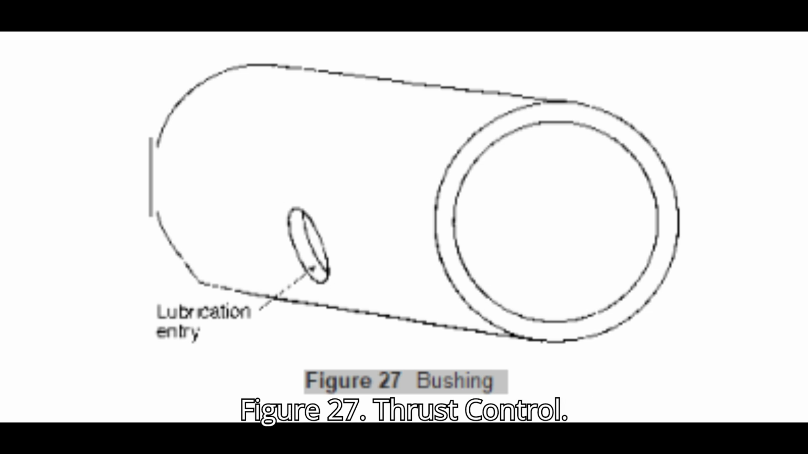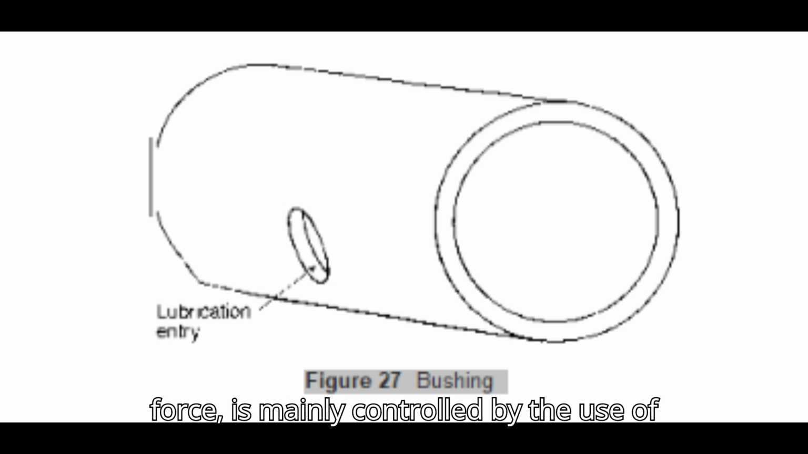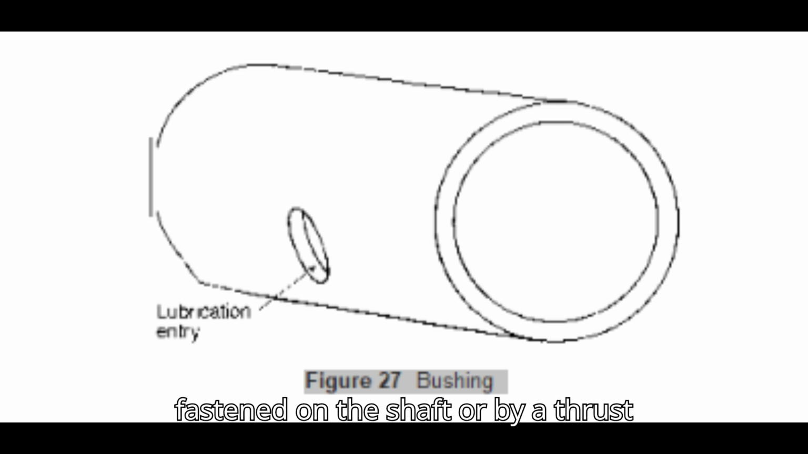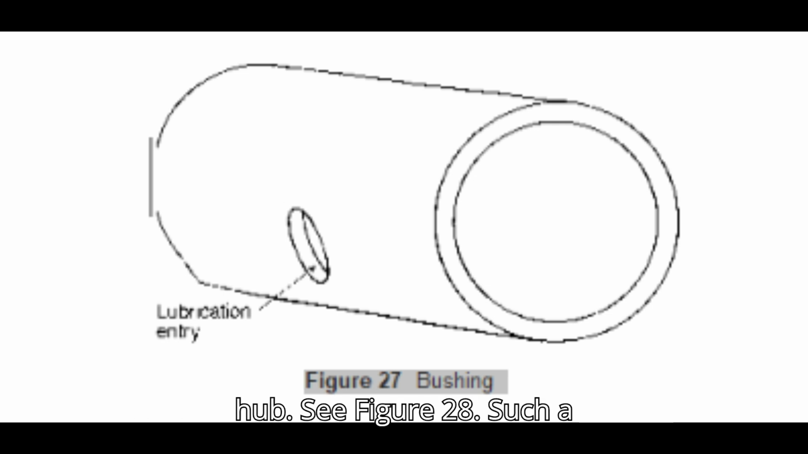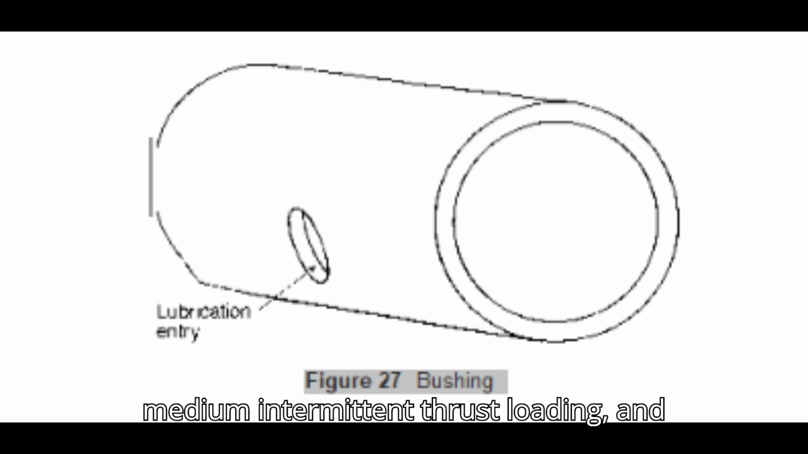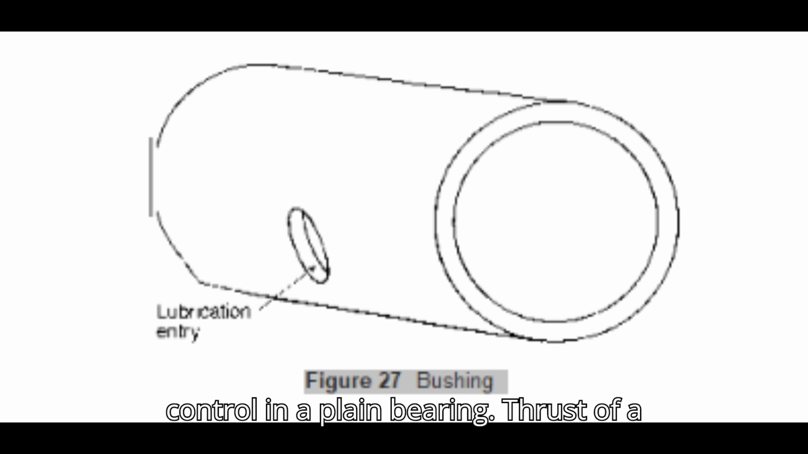Figure 27. Thrust control, friction, plane. Bearings are usually considered radial load bearings with limited thrust capacity. Thrust, axial force, is mainly controlled by the use of other components. The thrust in a plane bearing is controlled by a shaft collar fastened on the shaft, or by a thrust washer backed by a sprocket or any other hub. See Figure 28. Such a design is good for low speeds, light to medium intermittent thrust loading, and simple lubrication. Figure 28, thrust control in a plane bearing.